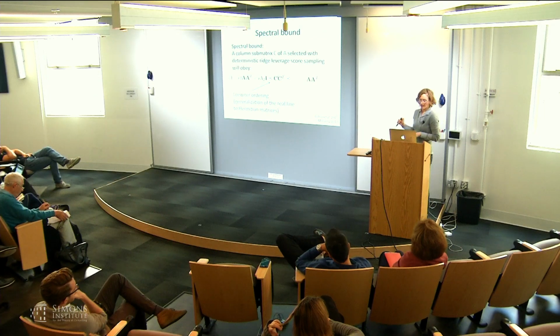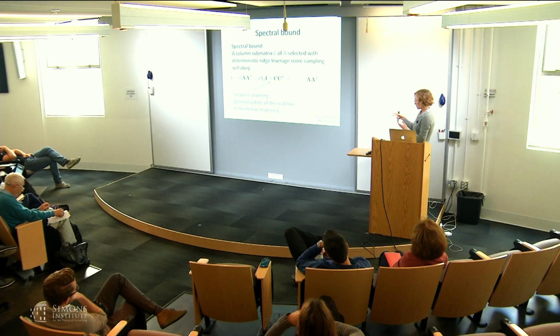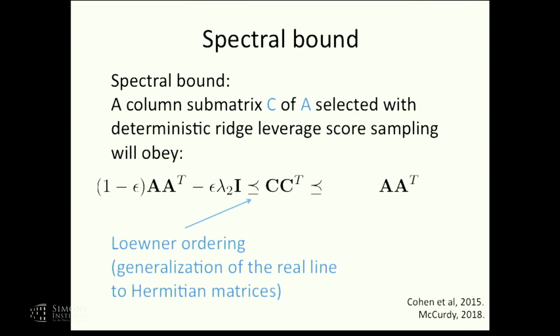Okay, so the Loewner ordering, the reason why it's so powerful is that it gives you ordering on eigenvalues, ordering on traces, ordering on distances. So this is a very nice thing.